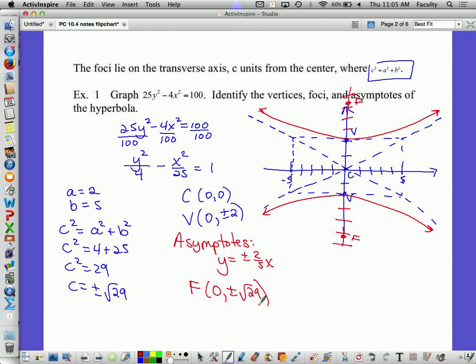Okay? So let me recap it one more time for you. Because y squared came first, and a is underneath that, it goes y squared over a squared. A squared always comes first. So then I went up a units from the center and down a units. Then you use b to create the box, and that'll produce your asymptotes.